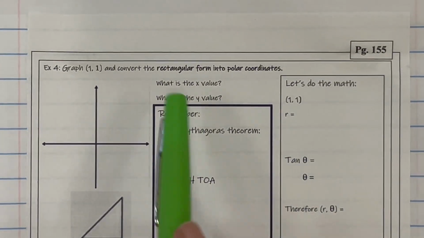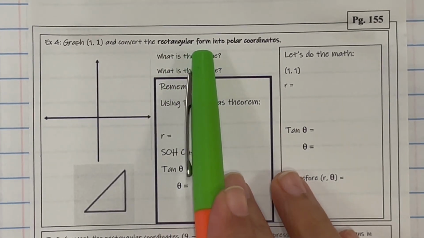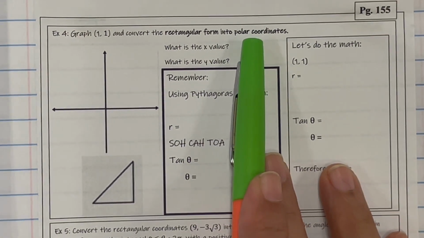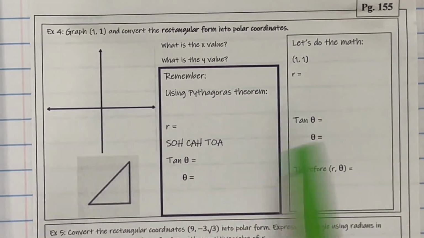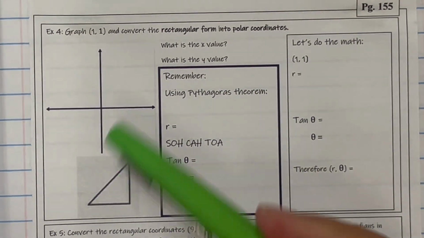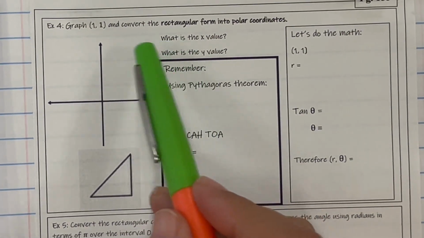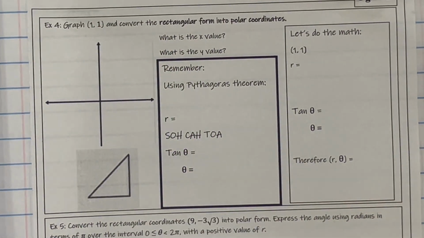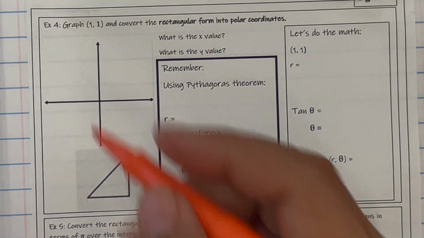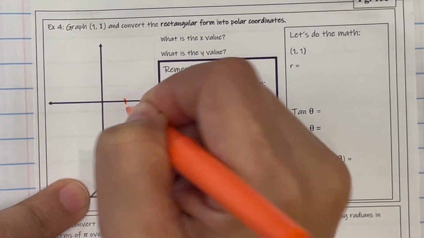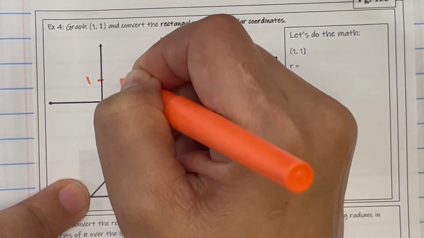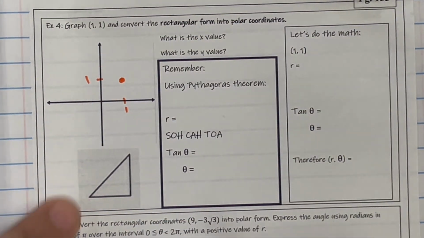Now we're going to take a look at how do I go the other way. If I'm given rectangular form, if I'm given x and y, how do I write it in terms of r and theta? Obviously they're going to come up with some formulas that we're going to be using. So again, graph 1, 1. Let's say 1 is here and 1 is here. So the point 1, 1 is right there, okay?